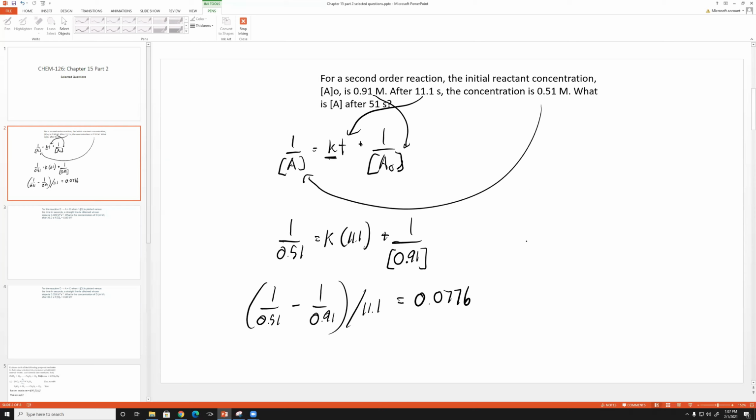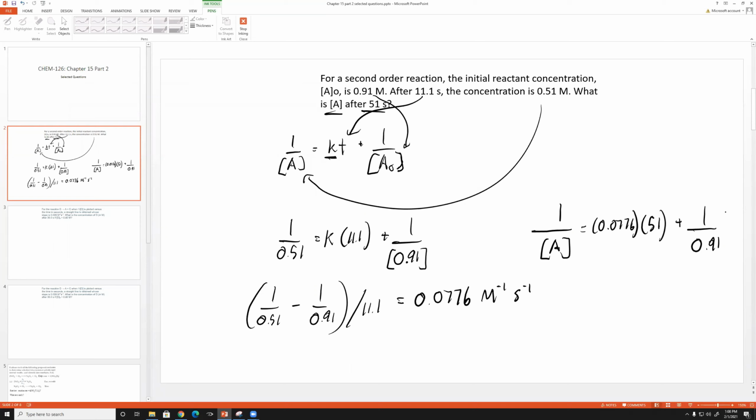Since it is a second order rate law, the units for K are going to be 1 over molar times 1 over seconds. So now we want to figure out what is the concentration of A after 51 seconds. So we can plug in another second order integrated rate law. So it'd be 1 over A, since that's what we're trying to find in this case, equals KT. Now our K, we know already, is 0.0776. Our T, meaning our time that we're trying to find the concentration of A at, is 51, plus 1 over A0, which again is 0.91.